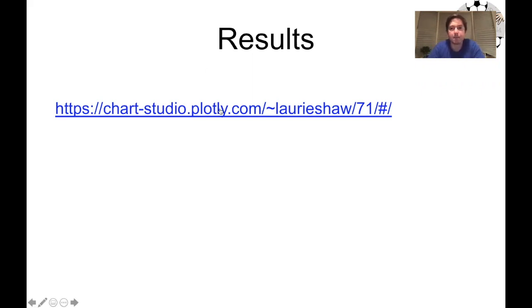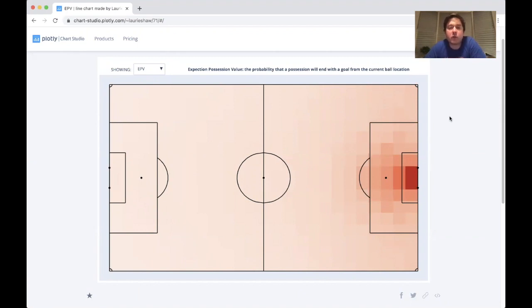So if we click on the link, this chart shows you the value of possessing the ball at any given area of the pitch. It assumes that the team in possession is shooting from left to right. The colors indicate the EPV value. As you move your cursor around the pitch, it tells you the specific possession value, so the probability that a possession will end with a goal given that the ball is at this current location. So for this grid cell here, it's 2%. So there's a 2% probability you'll score a goal given that you have the ball in this position here.